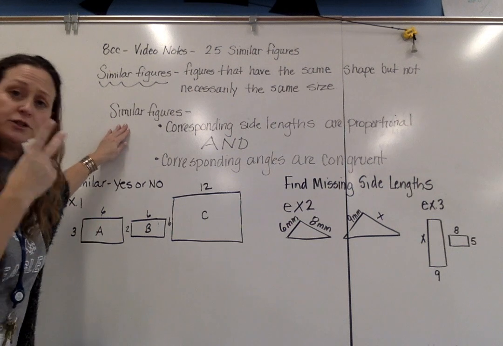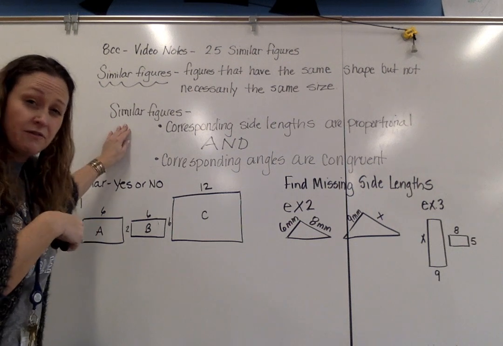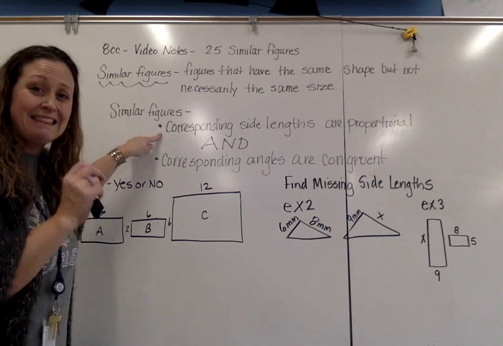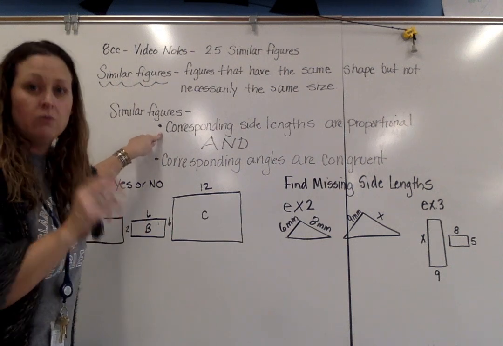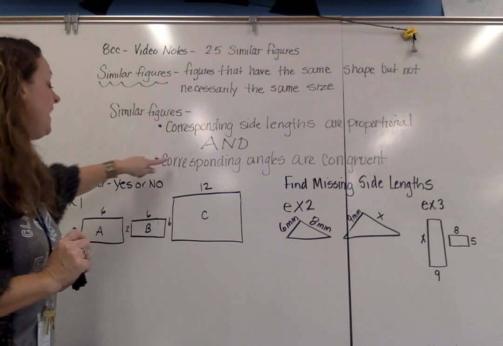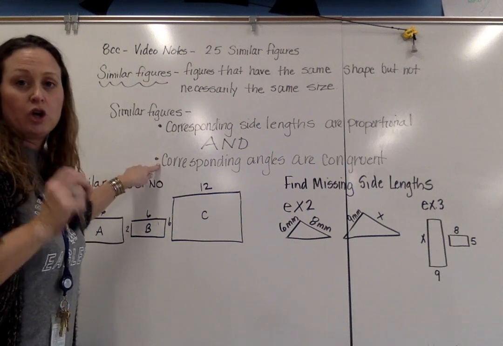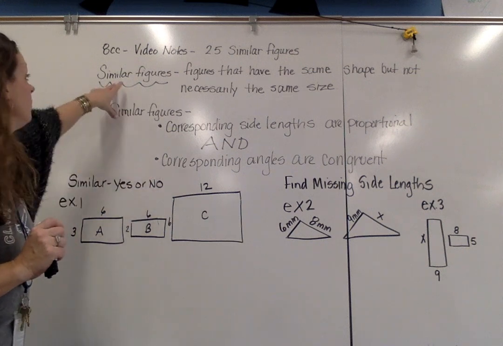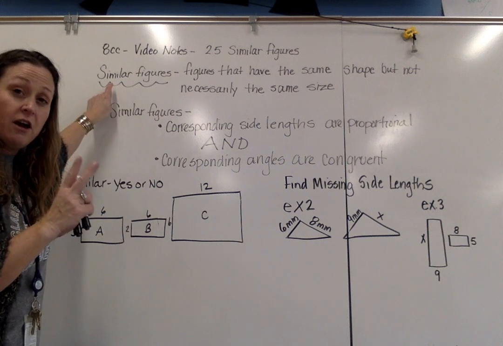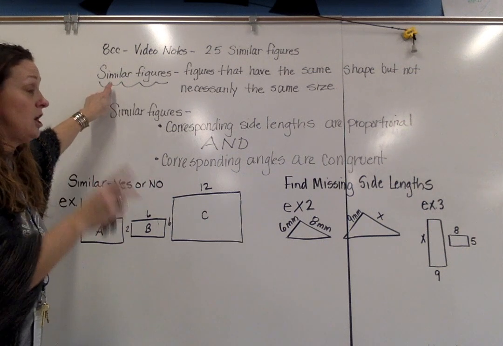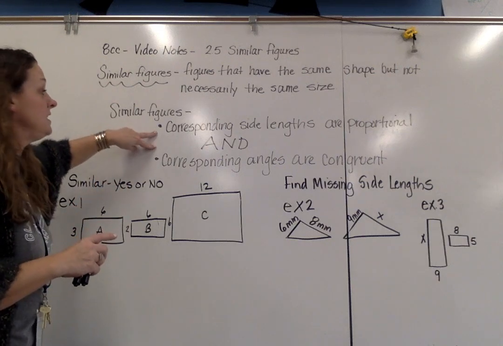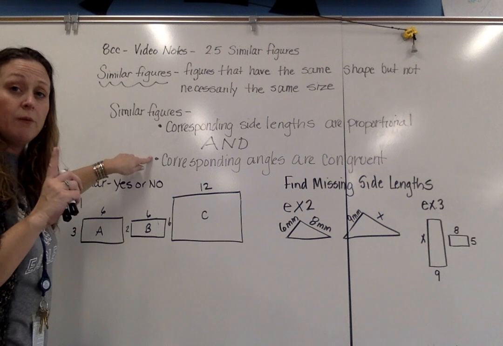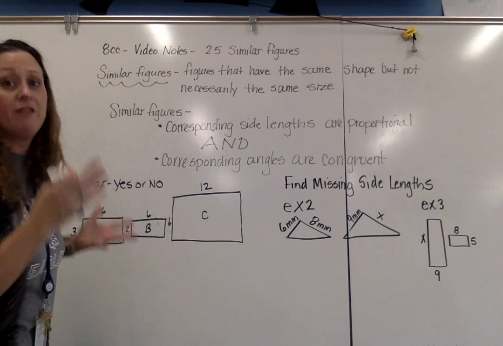In similar figures, there's two characteristics in order to classify figures as similar. The first one is that corresponding side lengths are proportional, which means you're going to use proportions, and the corresponding angles are congruent. Remember that congruent means the exact same. So, similar figures are figures that are the same shape but not the same size, and they need to have corresponding side lengths that are proportional and corresponding angles that are congruent, the same.